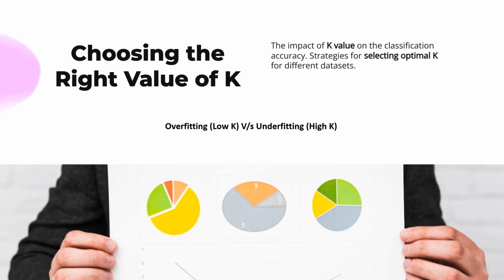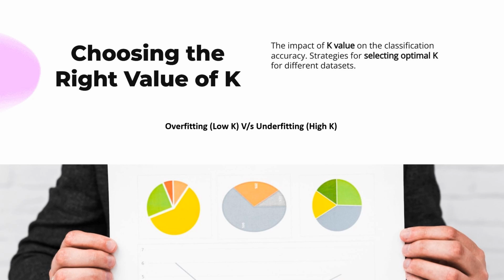Choosing the right value of K in K-nearest neighbors, KNN, is a crucial step in ensuring the algorithm's accuracy and robustness. The value of K determines how many nearest neighbors are considered when making predictions. Let's talk about how to select the optimal K value for your KNN algorithm. Impact of K on KNN.